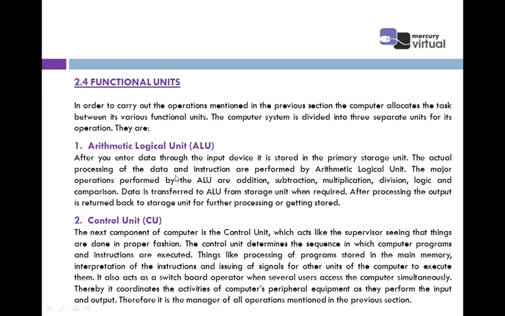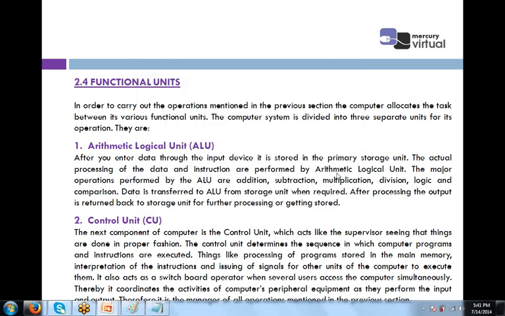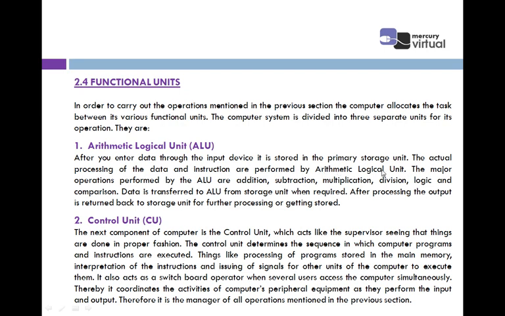They are, first one is ALU, that is arithmetic and logical unit. After you enter data through the input device, it is stored in the primary storage unit. Primary storage means, as I told you, primary means RAM. The actual processing of the data and instructions is performed by the arithmetic logical unit. As I told you, the basic calculation is done by the ALU. The major operations include addition, subtraction, multiplication, division, logic and comparison.